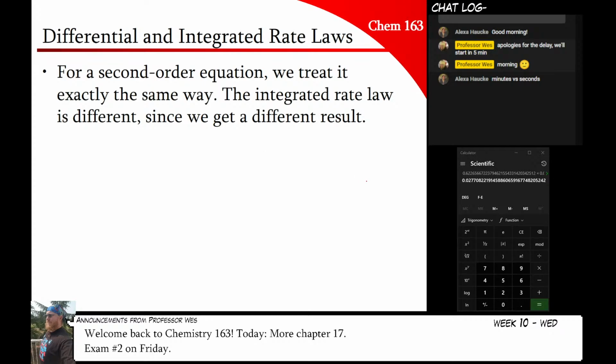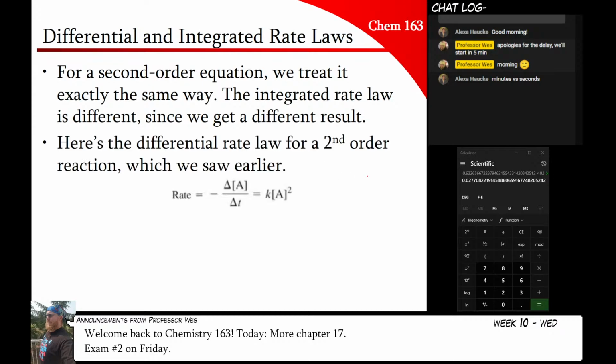All right, let's talk about second order. Second order works exactly the same way. It's just that when you integrate a second order rate law like this, so here's our rate law. This is the differential rate law, k times A squared, whatever that is. If I integrate this, then I would get something that looks like this. dA over A squared equals minus k dt.